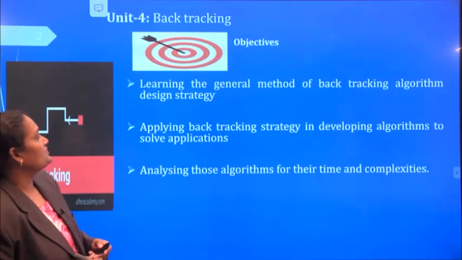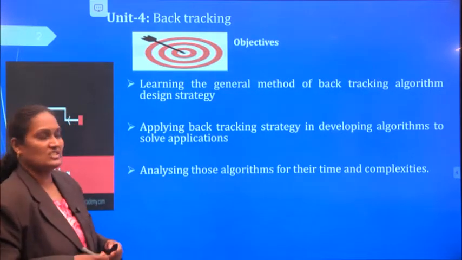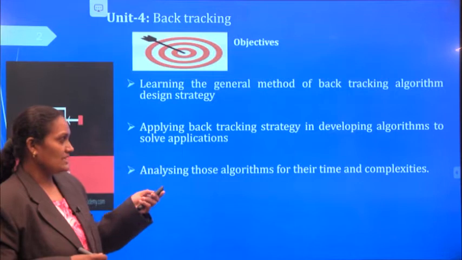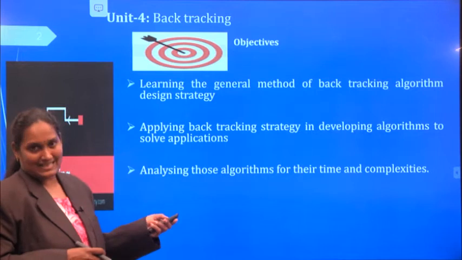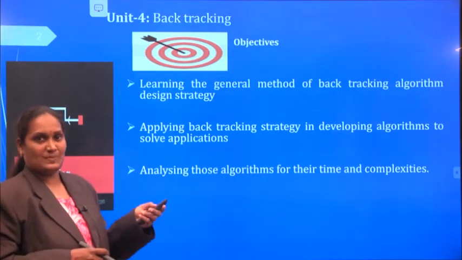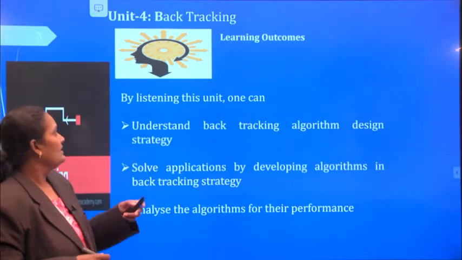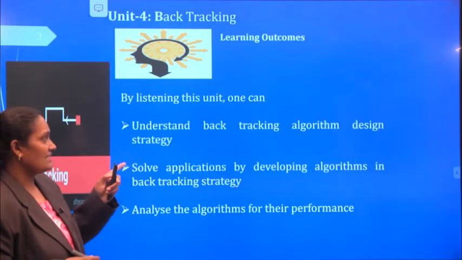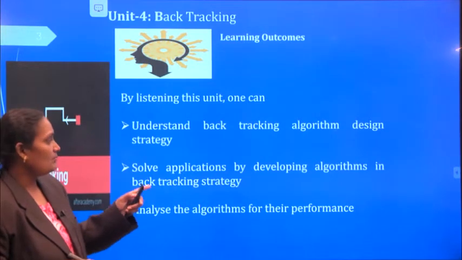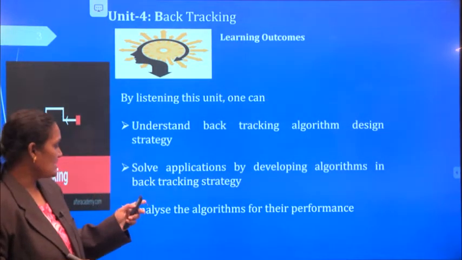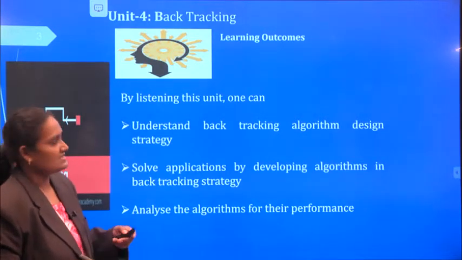The main objectives of this unit are learning the general method of backtracking algorithm design strategy, applying backtracking strategy in developing algorithms to solve various applications, and analyzing those algorithms for their time and space complexities. Coming to the learning outcomes, by listening to this unit, one can understand backtracking algorithm design strategy, solve applications by developing algorithms in backtracking strategy, and analyze the developed algorithms for their performance.